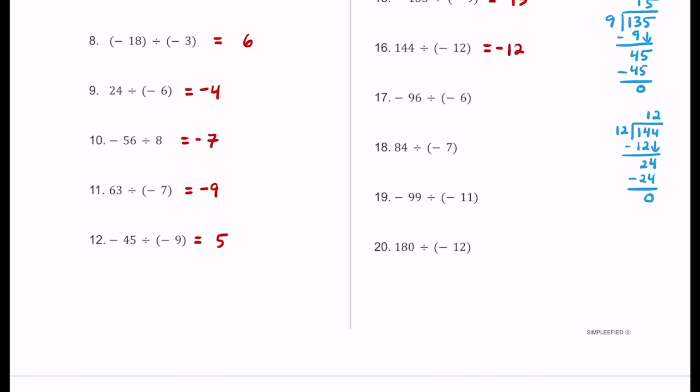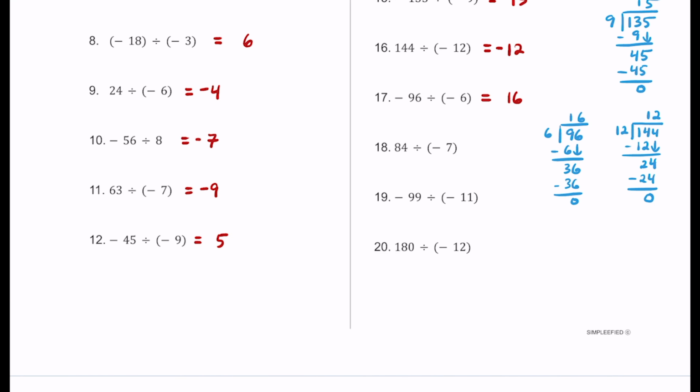Okay, moving on to number 17, we have negative 96 divided by negative 6. So let's see, what is 96 divided by 6? I'm going to go ahead and write it out just in case. So 6 goes into 9 one time. 1 times 6 is 6. 9 minus 6 is 3. Bring down this 6. 6 times 6 is 36. We get a remainder of 0. So 96 divided by 6 is 16, and because we had two negatives, the opposite of the opposite of 16 is just positive 16.